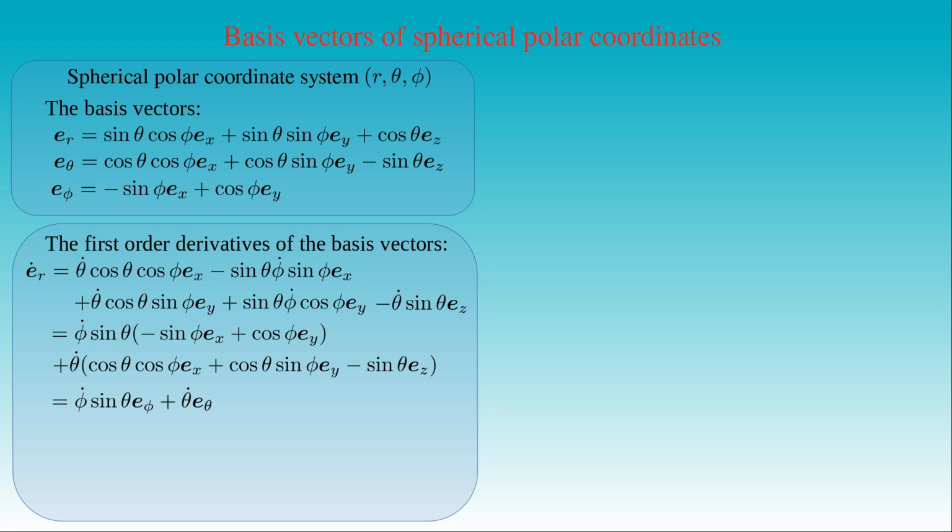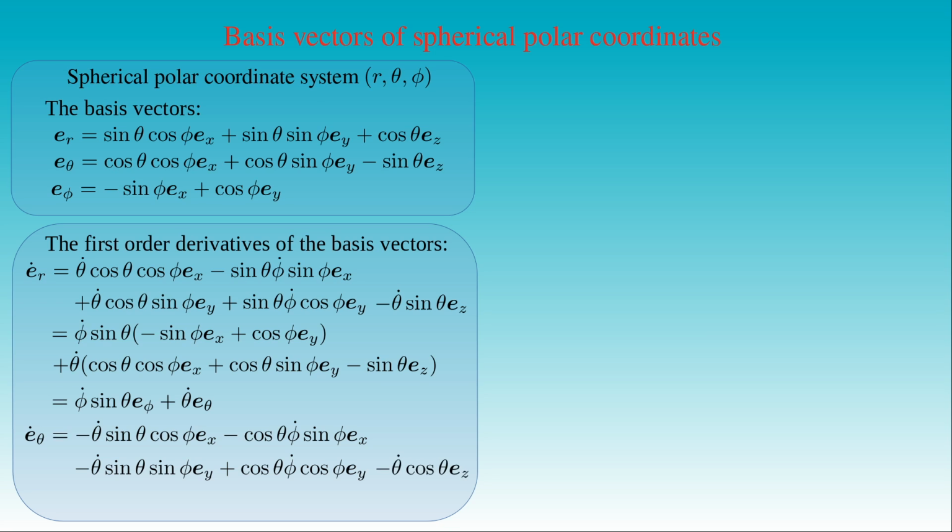We can follow the same procedure when we compute the derivative of the basis vector e theta. The x component of e theta is cosine theta times cosine phi, and its derivative can be written as minus theta dot times sine theta times cosine phi, minus cosine theta times phi dot times sine phi. The y component of the basis vector e theta is cosine theta times sine phi, and we can write its derivative as minus theta dot times sine theta times sine phi, plus cosine theta times phi dot times cosine phi. The z component of e theta is simply minus sine theta with the derivative of minus theta dot times cosine theta.